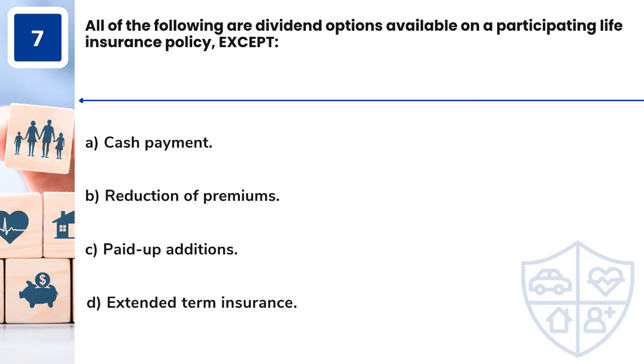Question 7. All of the following are dividend options available on a participating life insurance policy, except A. Cash payment, B. Reduction of premiums, C. Paid-up additions, D. Extended term insurance.